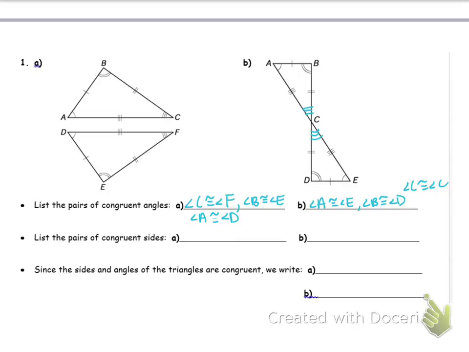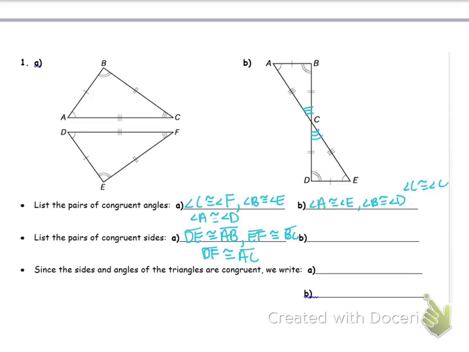So let's start with our single dashes. If I start with DE, it's congruent to AB. Okay, we could have said BA or ED for these ones. It means the same line. If I start with my double, EF is congruent to BC. And then my triple, DF is congruent to AC.